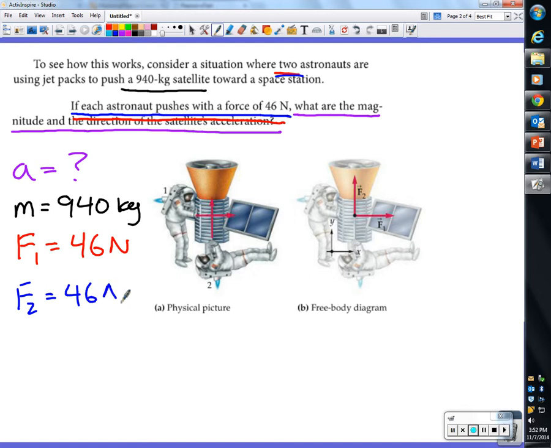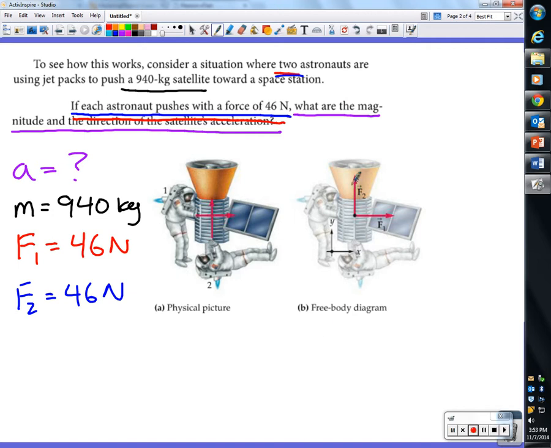coming from astronaut 2. Now, here's where the free body diagram really becomes important, because we know from the previous section that forces are vector quantities. They need to tell us both magnitude and direction. But in the way that this picture is, we can't really just call one positive and one negative. Even though they're in different directions, they're not completely opposite of one another. So again, we end up with a situation like we did in chapter 4, where we have a coordinate system that's going to have to take care of both horizontal things and vertical things.